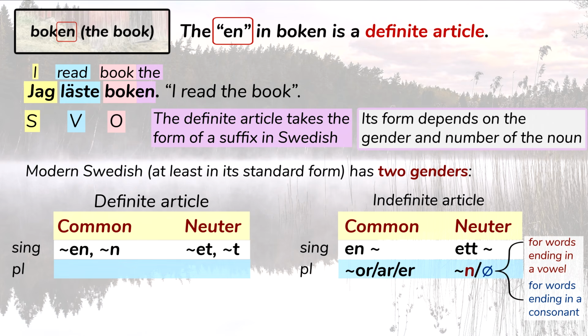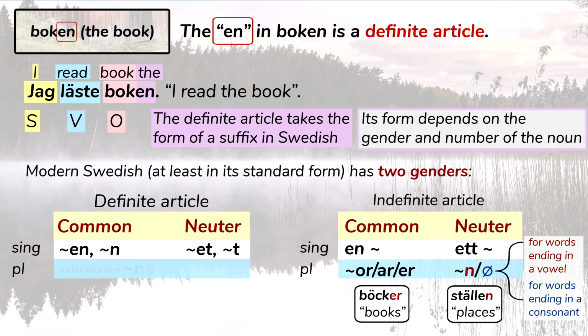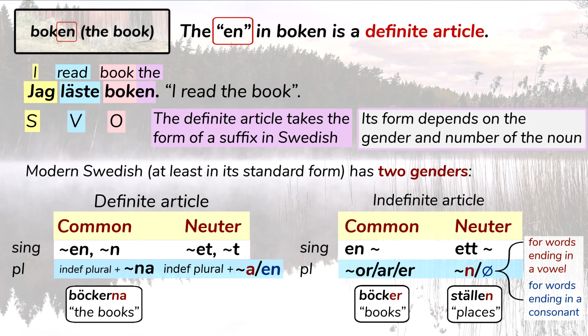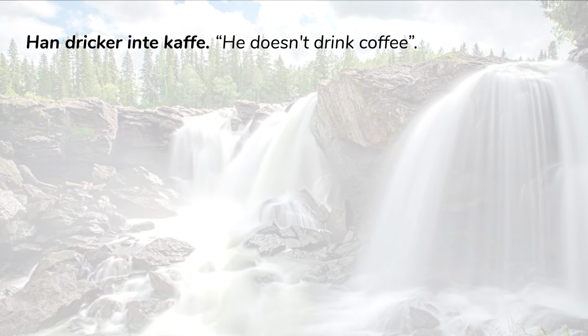Indefinite plural nouns are formed by adding indefinite suffixes, which differ depending on the noun's ending. Böcker. Books. Ställen. Places. For plural definite nouns in the common gender, you add na to the indefinite plural. Böckerna. The books. For plural definite nouns in the neuter gender, you add a to those ending in a vowel, and you add n to those ending in a consonant. Ställena. The places.